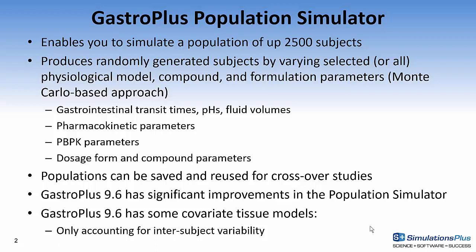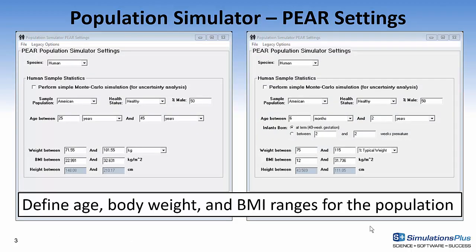GastroPlus 9.6 has significant improvements in the population simulator, including covariant tissue models, but these only account for intersubject variability. This diagram shows how you can define different age, body weight, and BMI ranges for the population. On the left, I show ages ranging from 25 to 45 years old, and on the right, from 6 months all the way to 2 years old for more pediatric type simulations.